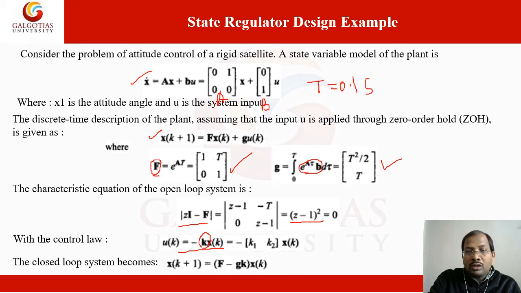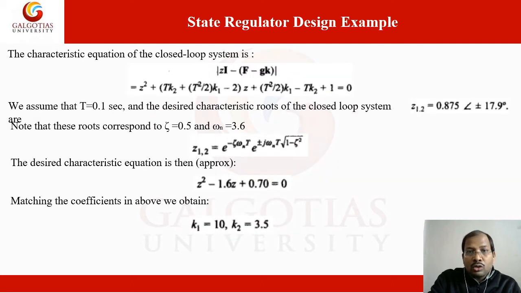Here the system is second order, so there are two elements in the row matrix K, that is K1 and K2. So we can put it in this form. So the overall resultant equation we are getting is F minus GK. So we can calculate the characteristic equation and set it equal to 0. We get the characteristic equation in terms of T and K1 and K2. Here you can put the sampling time given in the question, 0.1 second, and simplify this equation in terms of K1 and K2.